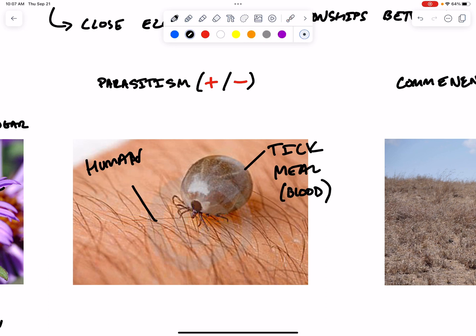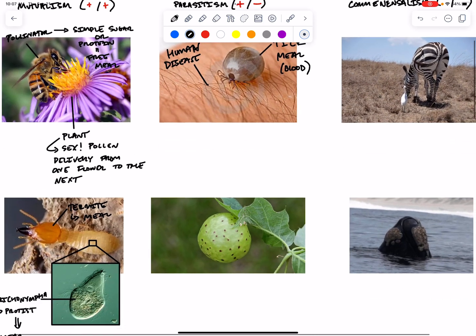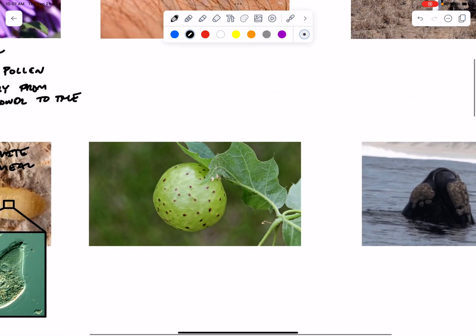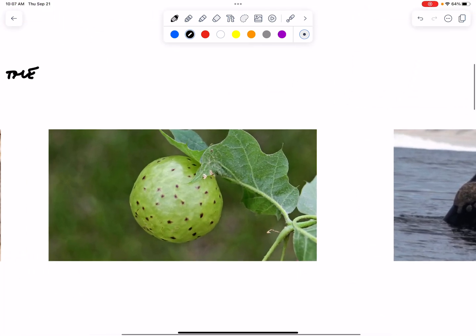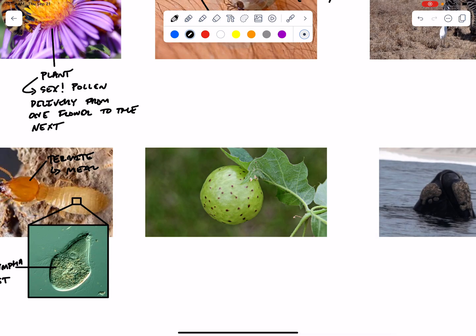We looked at a picture the other day in class of a spirochete, and there are many different types of spirochete diseases, but we specifically looked at Lyme disease. While the tick is having the positive benefit of a blood meal, the human is potentially contracting a disease. So not so great for the human. Another example of parasitism is this image here of an oak tree gall. So this is an oak tree.